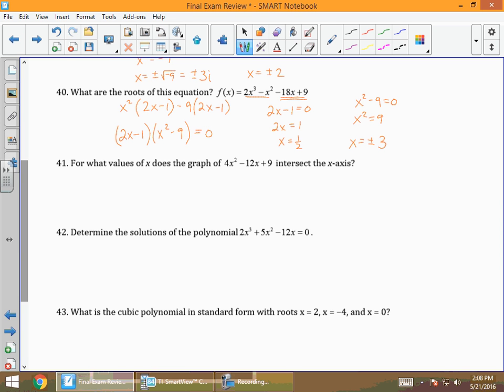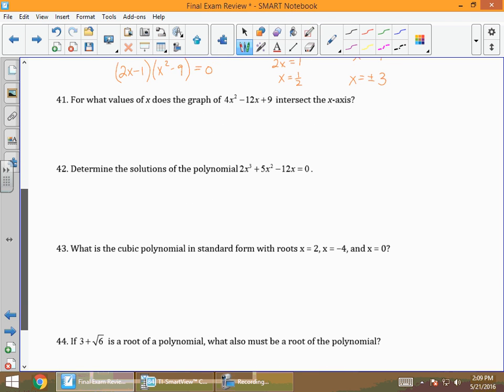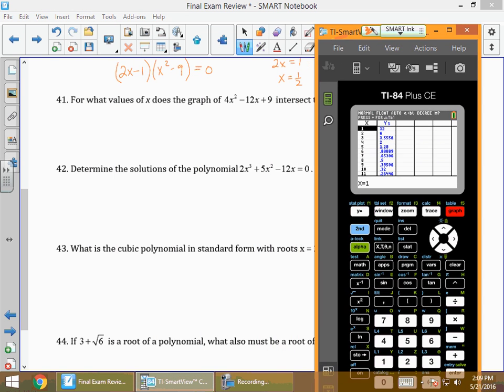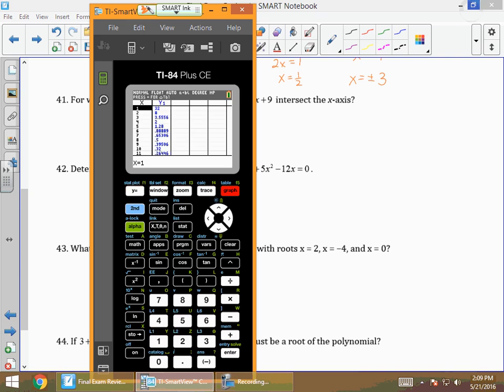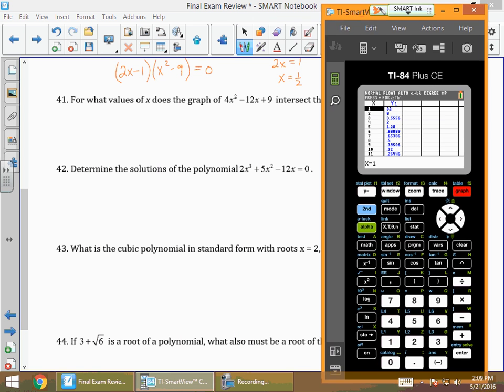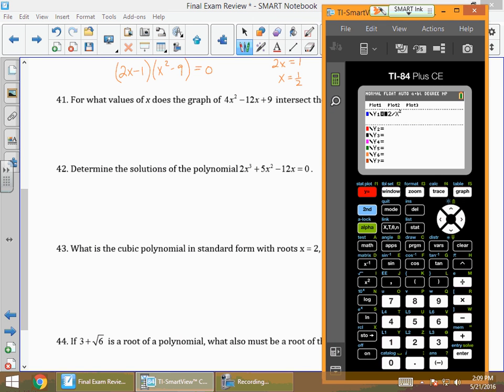Number 41 wants to know for what values of x does the graph of 4x squared minus 12x plus 9 intersect the x-axis? I'm going to just go to the calculator. This is easier to do in the calculator than anything else. Move this out of the way. Y equals 4x squared minus 12x plus 9. Take a look at the graph. And I see that it hits the x-axis. So I'm going to zoom that in.